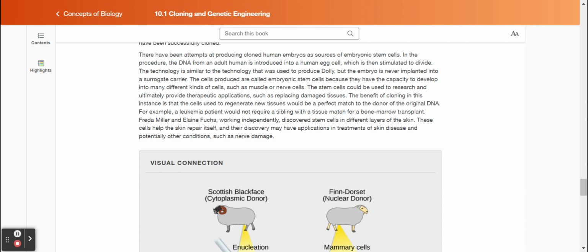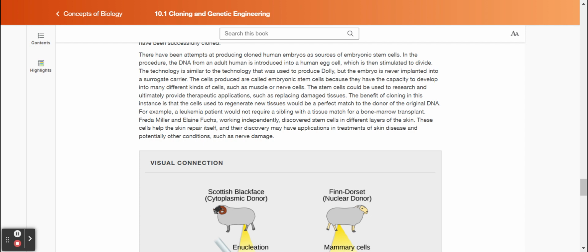The stem cells could be used to research and ultimately provide therapeutic applications, such as replacing damaged tissues. The benefit of cloning in this instance is that the cells used to regenerate new tissues would be a perfect match to the donor of the original DNA. For example, a leukemia patient would not require a sibling with a tissue match for a bone marrow transplant.